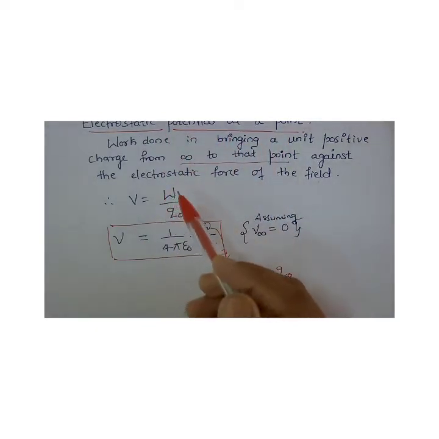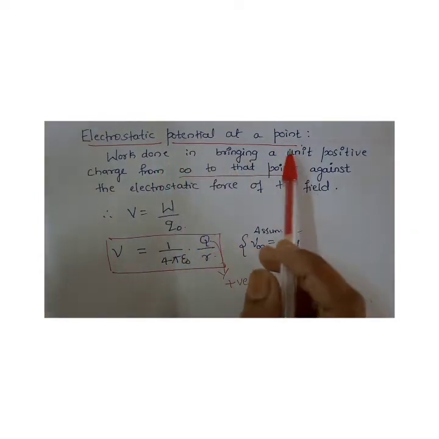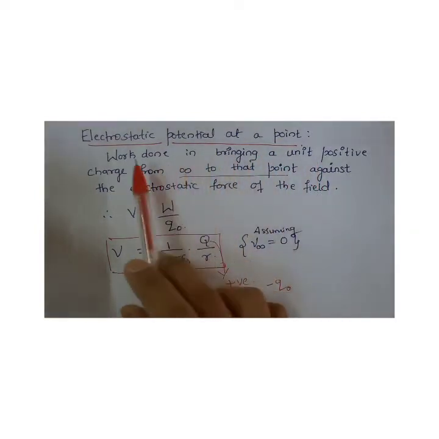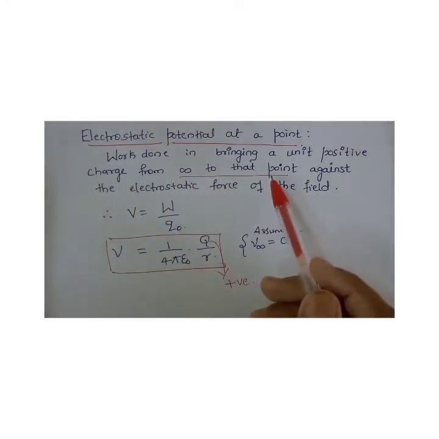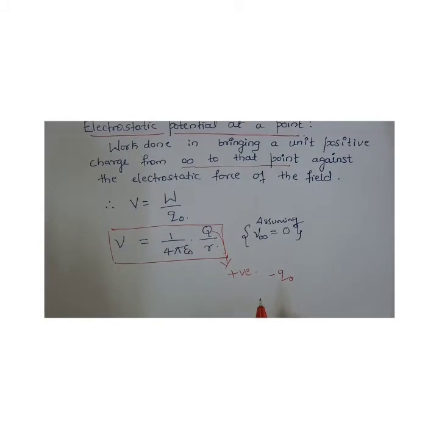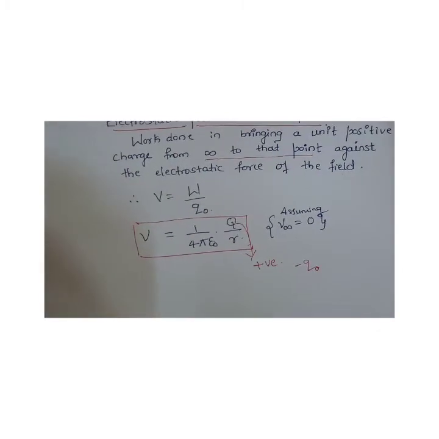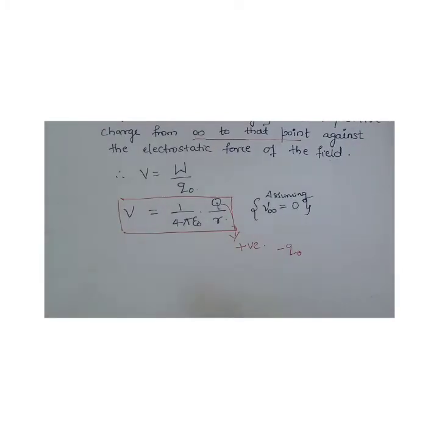If you are defining electrostatic potential difference, then you have to consider any two points: the work done in bringing a unit positive charge from one point to another point. So this is the definition of electrostatic potential, and we have even derived the expression. Now we'll see the unit of electrostatic potential.